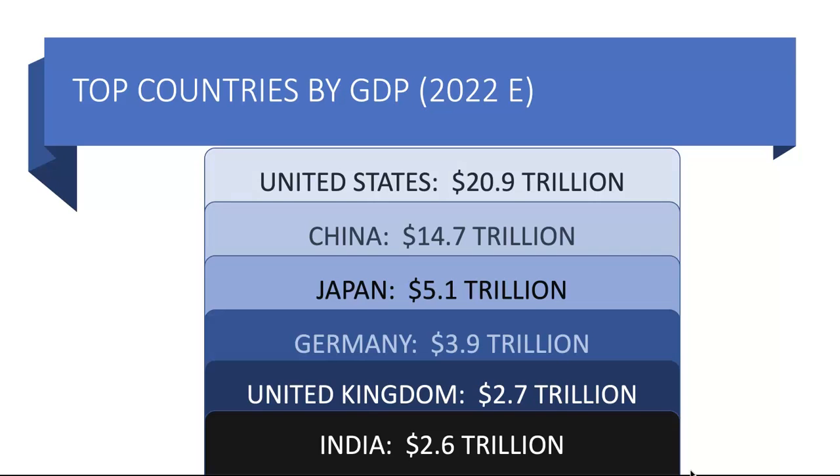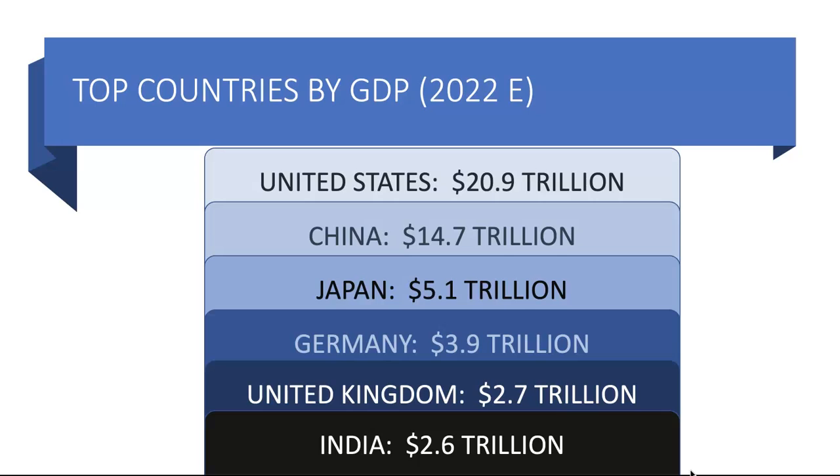But comparing 2 countries' GDP does not tell us the whole story. For example, in 2022, the top 6 countries by GDP were United States at $20.9 trillion, China at $14.7 trillion, Japan at $5.1 trillion, Germany at $3.9 trillion, the United Kingdom at $2.7 trillion, and India at $2.6 trillion.